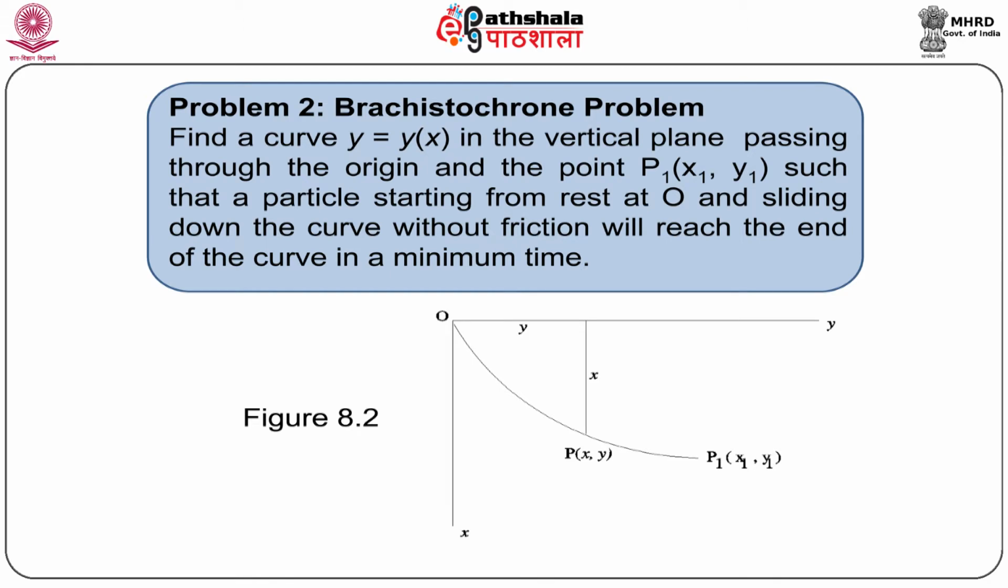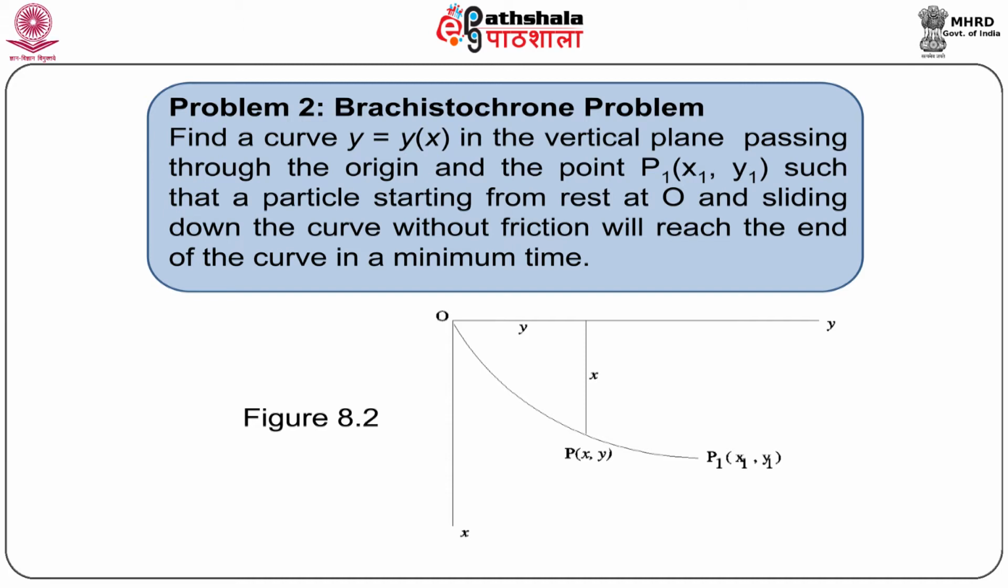Now, consider problem 2, which is a famous problem known as the brachistochrone problem. Find a curve y equal to y of x in the vertical plane passing through the origin and the point P1, whose coordinate is (x1, y1), such that a particle starting from rest at O and sliding down the curve without friction will reach the end of the curve in a minimum time.